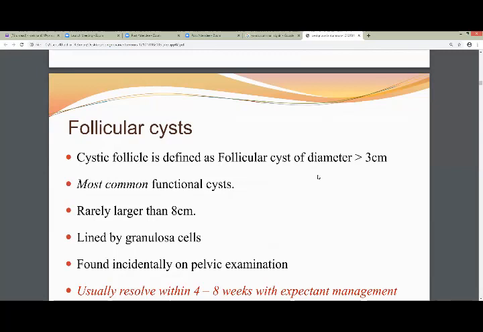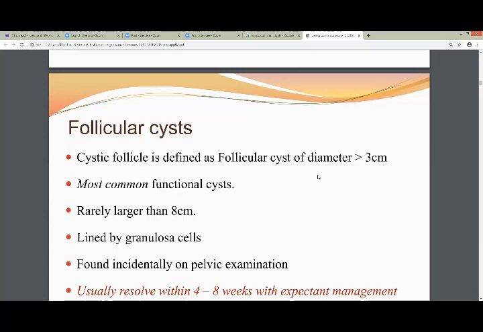The most common functional cysts are the follicular cysts. Rarely are they larger than 8 centimeters, and they are lined by the granulosa cells. As I showed you before, the follicle is lined by granulosa cells, so definitely the follicular cyst will also be lined by granulosa cells. They are found incidentally on pelvic examination, and they usually resolve within 4 to 8 weeks with expectant management.